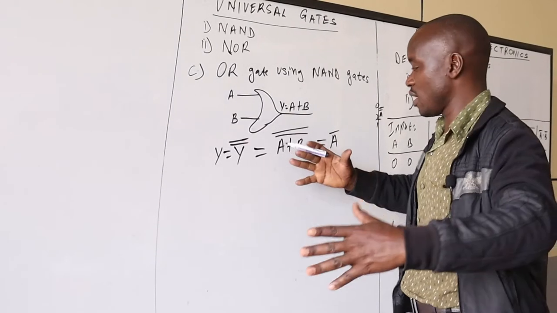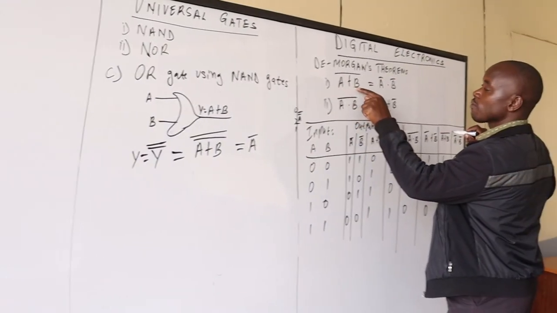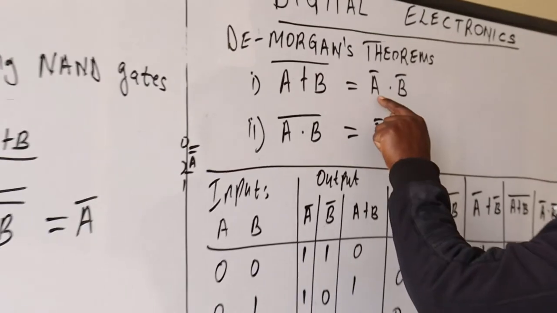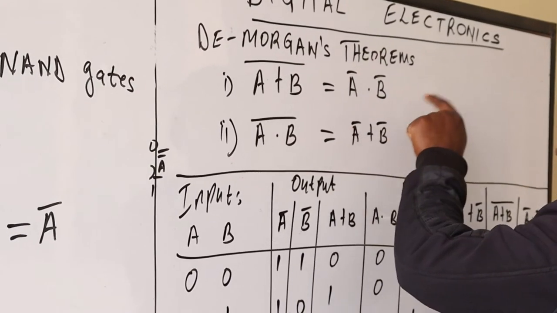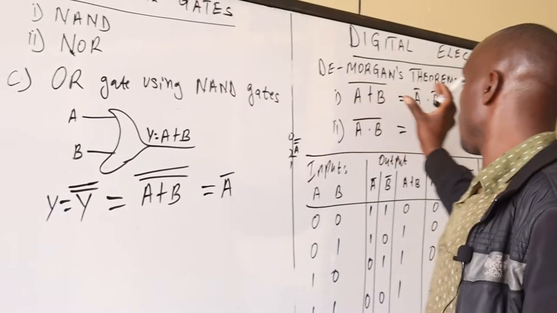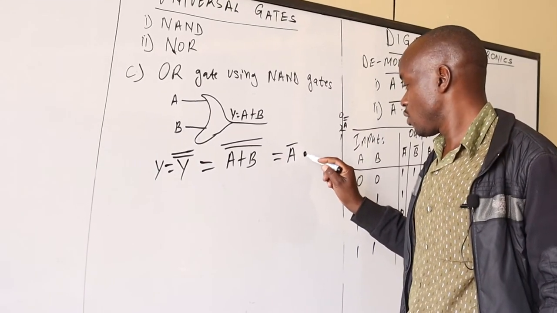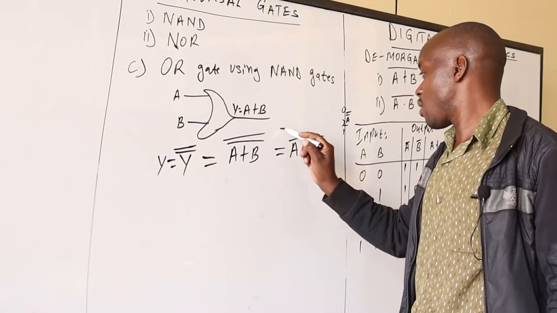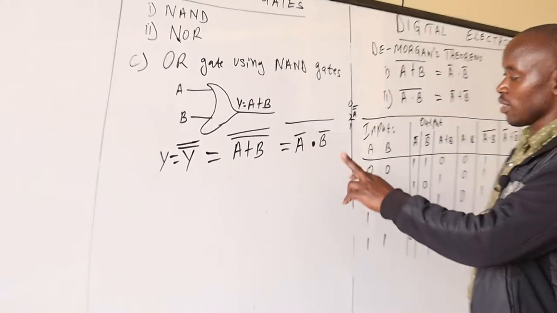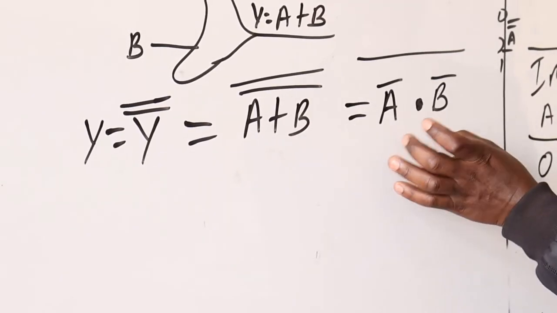Now let us come back here. A plus B bar is the same as A bar dot B bar. But now they are separate. So coming back here, remember this is De Morgan's theorem, which means A bar dot B bar. This is what we change. My target was to change this sign from a plus to a dot, and I found it. Now I can draw what?